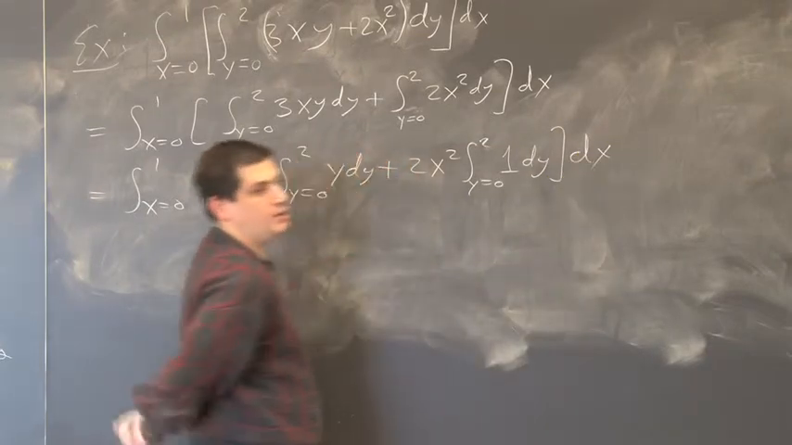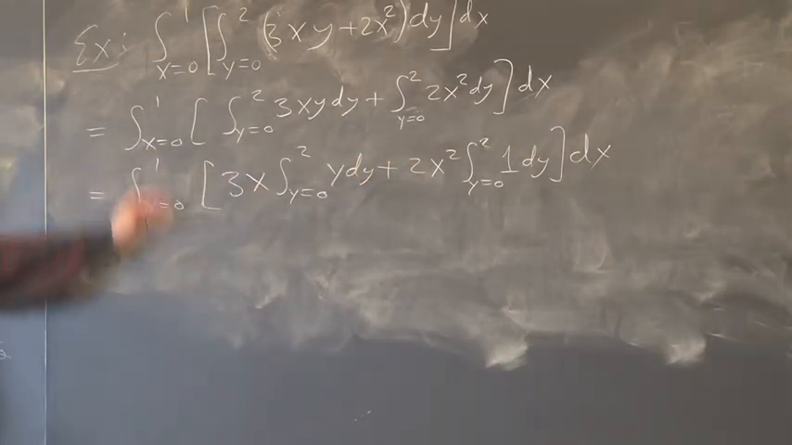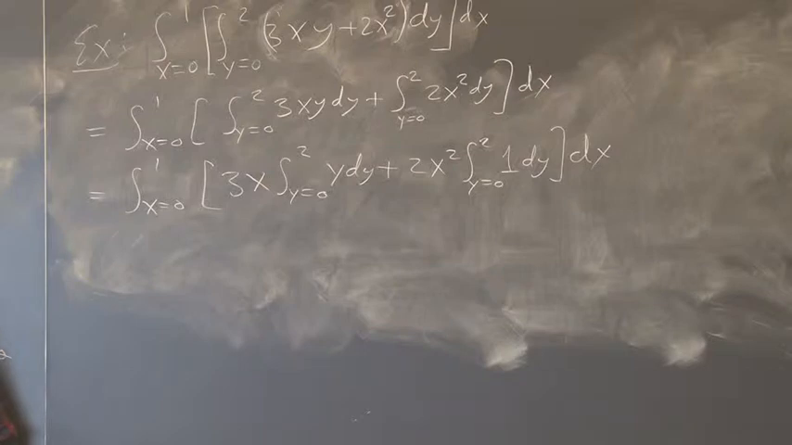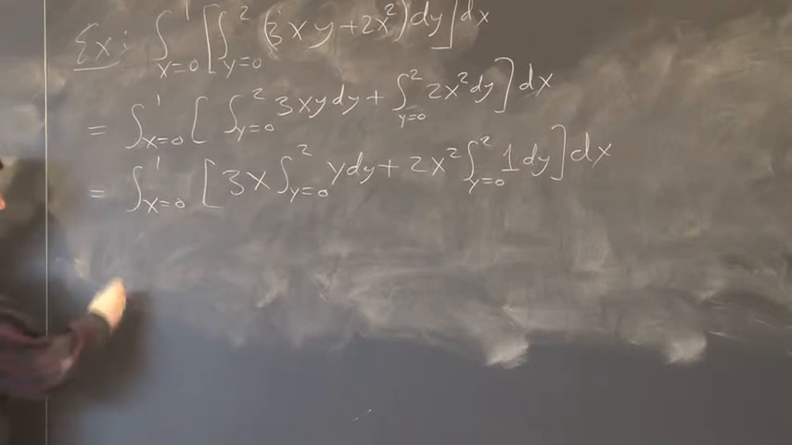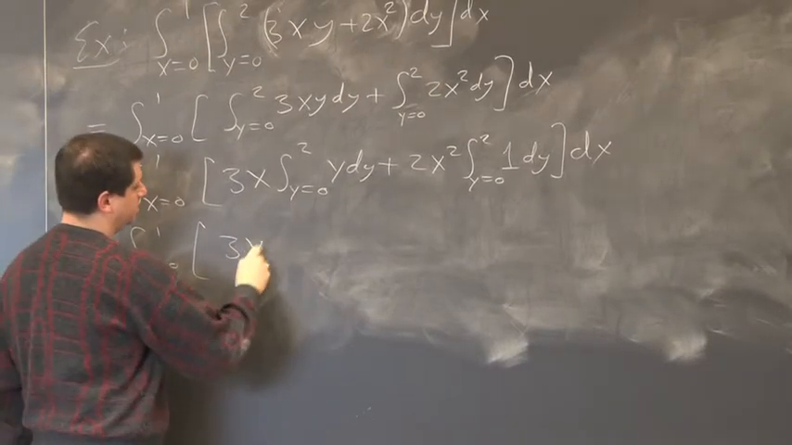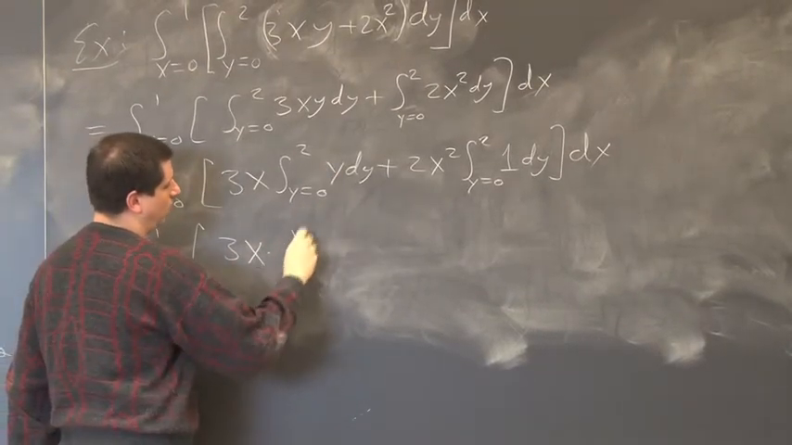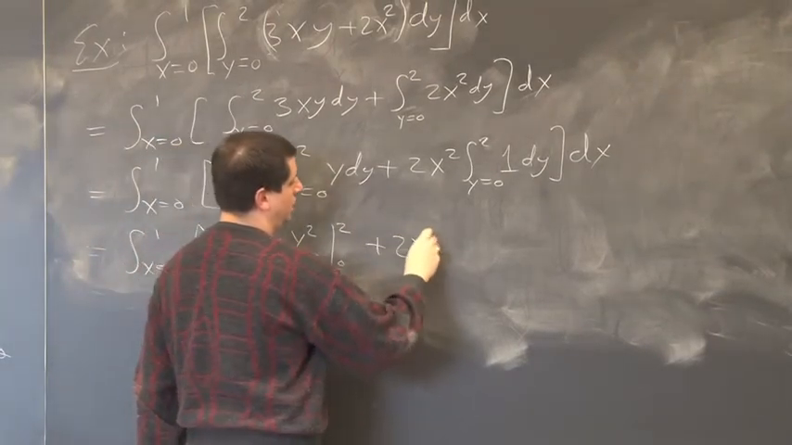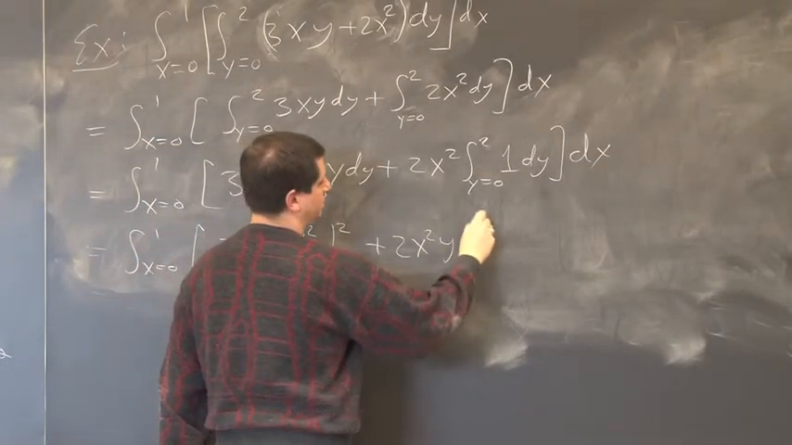dx. And again, when you're doing homework and whatnot, by all means, feel free to just jump directly to the integral. I just want to go through the steps just once because I know it's been a while since some of you have integrated. All right, so now this is just x goes from 0 to 1. I get 3x. And now the integral of y is y squared over 2, evaluated 0 and 2, plus 2x squared y, evaluated 0 and 2.